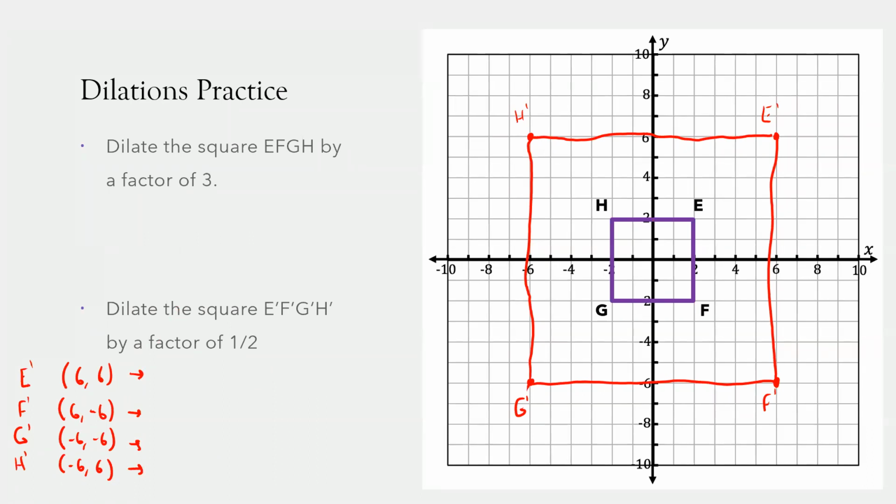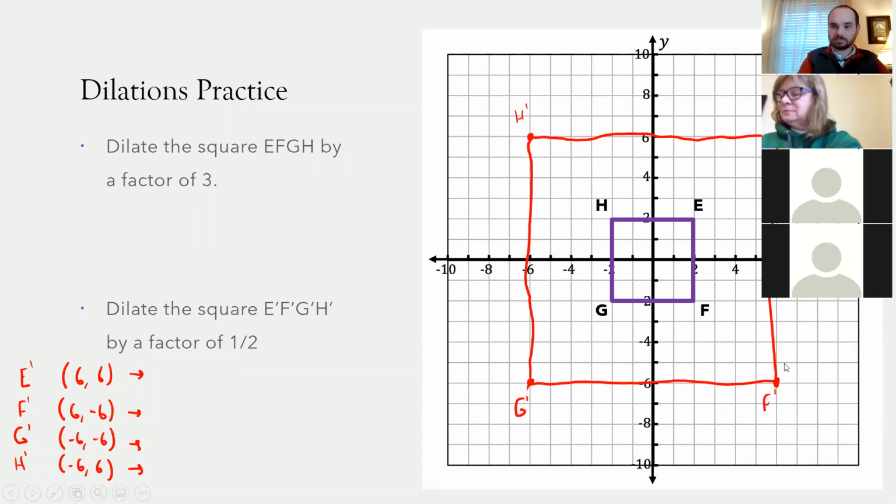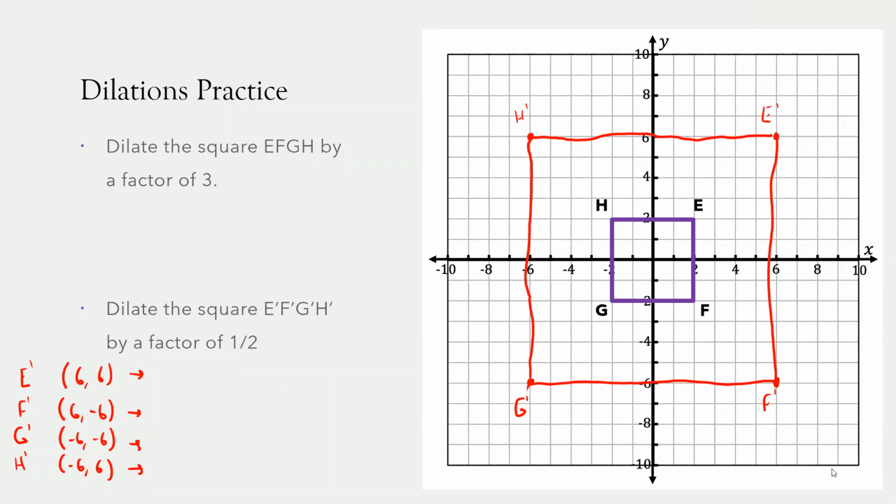Jennifer, those are good. Barb looks good. I'll give you guys another minute to try this out, and then we're gonna move on.